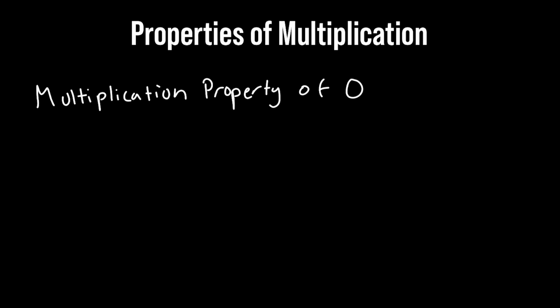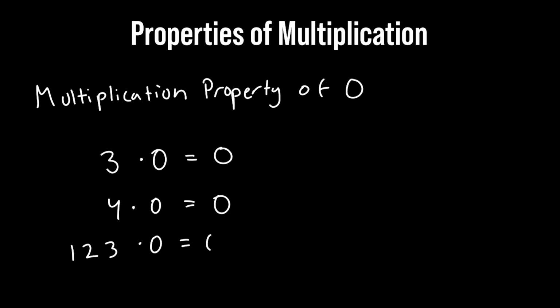The first one is the multiplication property of 0. This states that any number times 0 is 0. 3 times 0 is 0. 4 times 0 is 0. 123 times 0 is 0. It doesn't matter what you multiply. Anything times 0 is 0.